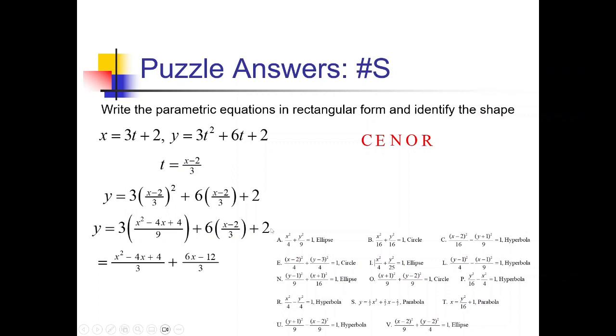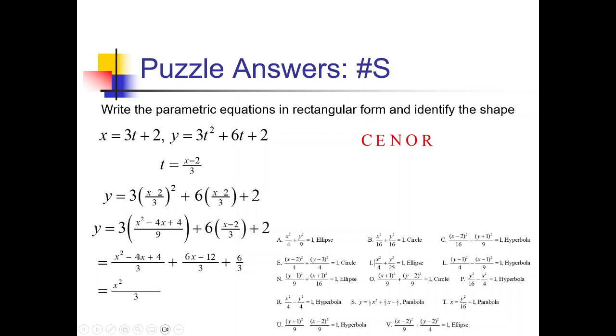Next up, I have a plus 2. I want to get a denominator of 3 on that as well, so I can rewrite the 2. If I multiply by 3 over 3, I can rewrite this as 6/3. Now I have a common denominator of 3, and I can combine all these fractions together. So we'll have a 3 downstairs. This x squared is one of a kind, no other squared term, so that stays as is.